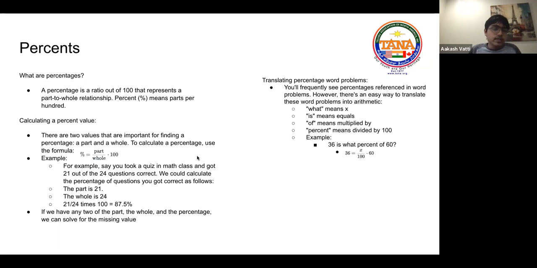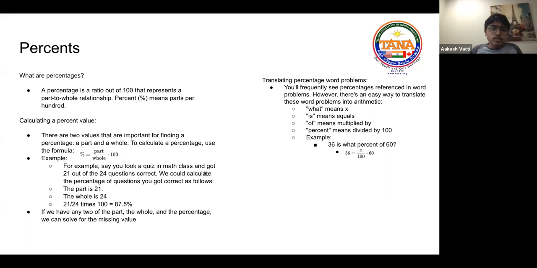So for example, say you took a quiz in math class and got 21 out of 24 questions right. You would calculate the percentage of questions you got right as follows. So you have the part as 21 and the whole as 24. So 21 over 24 is 0.875, and you multiply that by 100 to get 87.5 as your percentage.